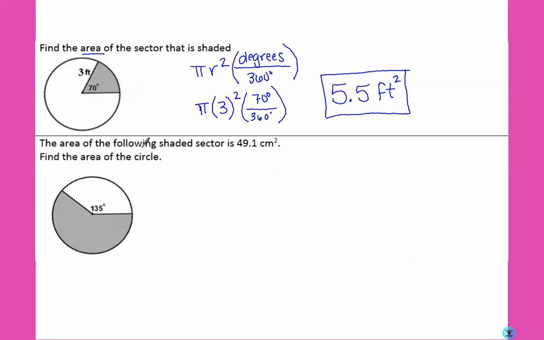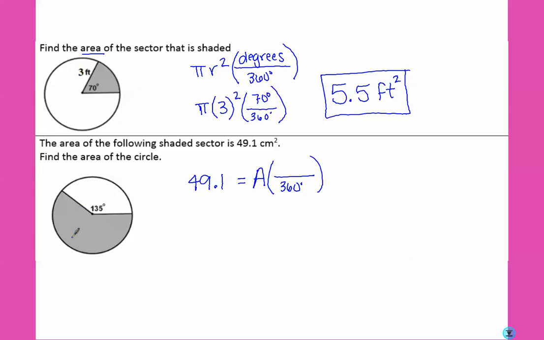The area of the following shaded sector is 49.1. So they're giving us the answer this time. We're going to have to work backwards. Find the area of the circle. So we know that 49.1 is equal to the area times the degrees over 360.